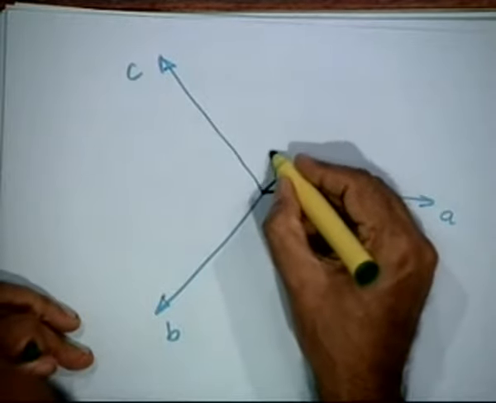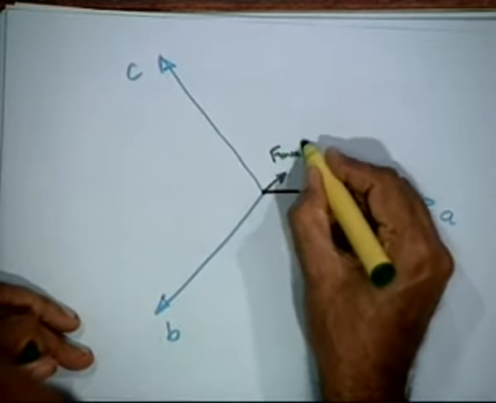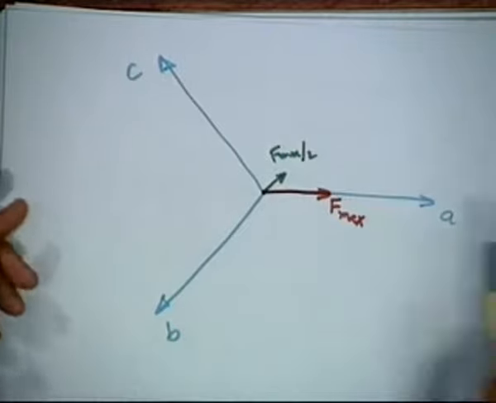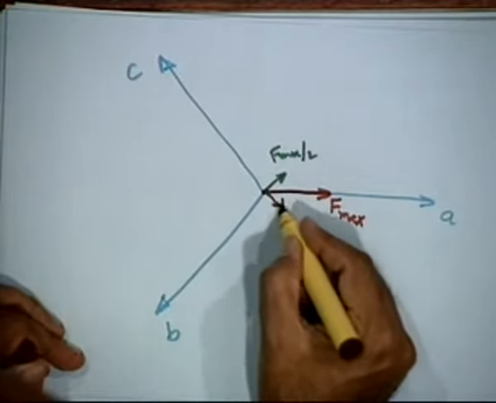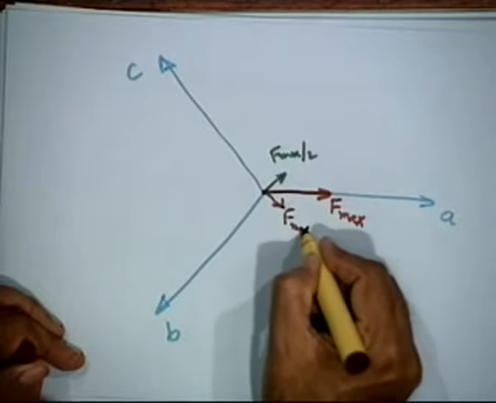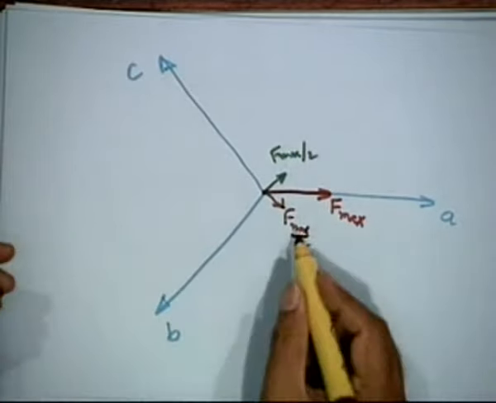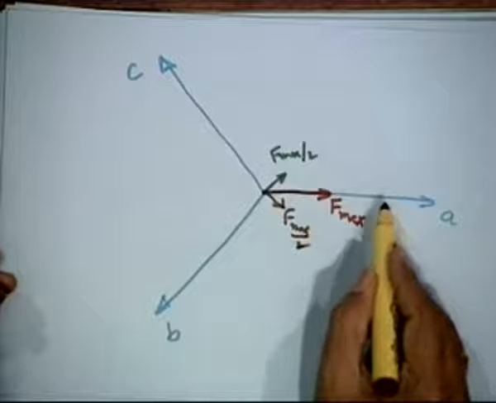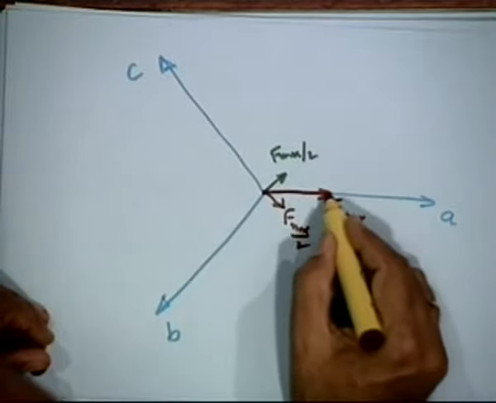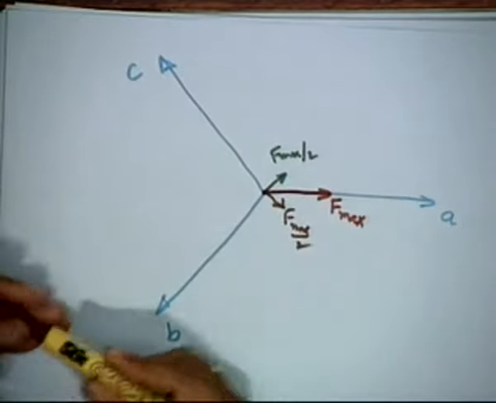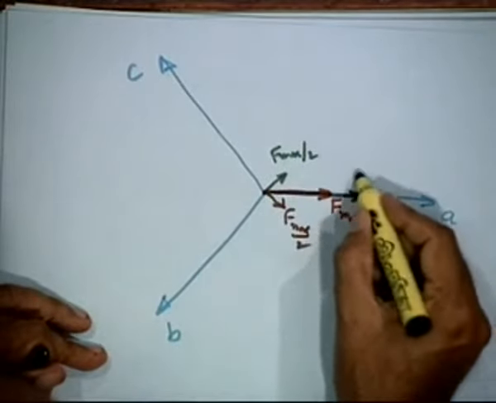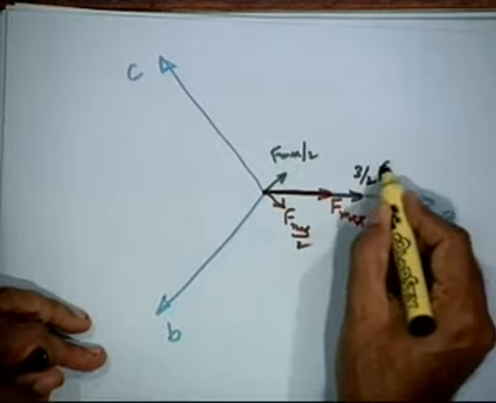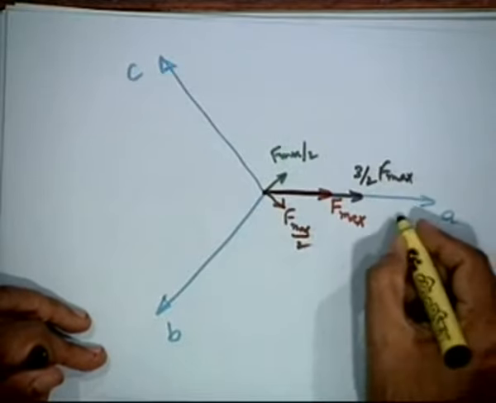What is its magnitude? It will be F max by 2, and let us say the other one is somewhere like this. But then the resultant will be in this direction, and it will be the net resultant of all the three. Let us say this is 3 by 2 F max, that is at time T1.